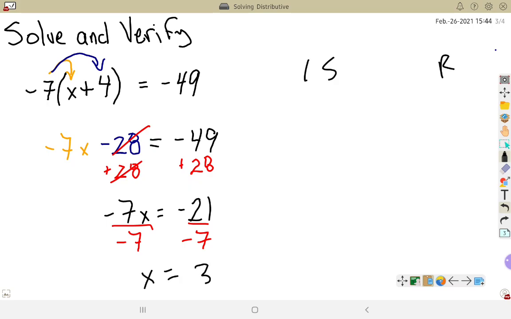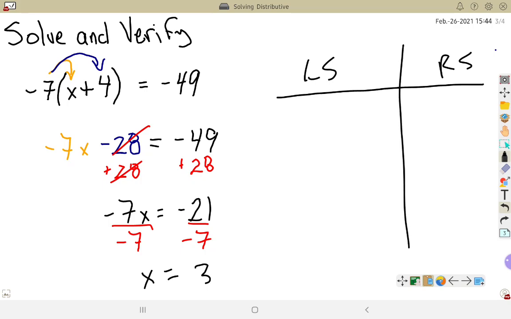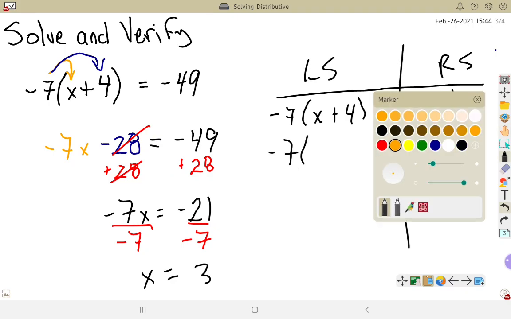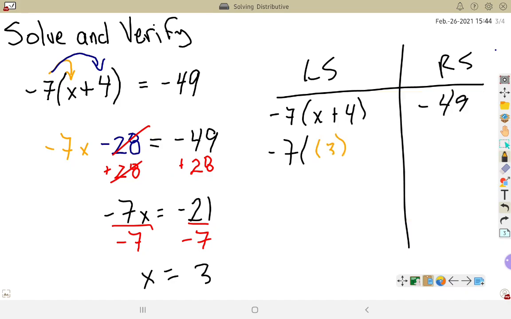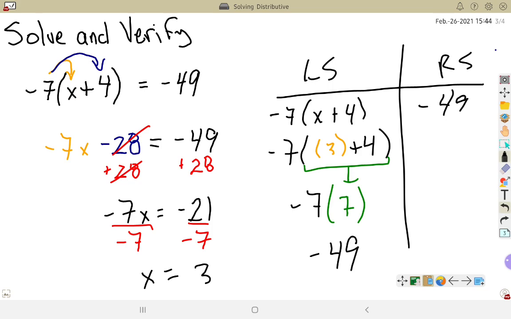So again, I'm going to check to make sure that I actually have the right answer here. Okay, so I started with negative 7 times x plus 4, that was in brackets, and on the right-hand side I had negative 49. Now I said x should be 3, so I'm going to try putting that 3 back in instead of writing x. I've got to do the brackets first. 3 plus 4 is 7. And then I have negative 7 times 7. And negative times positive is negative. And 7 times 7 gives me 49. We have the same thing on both sides.